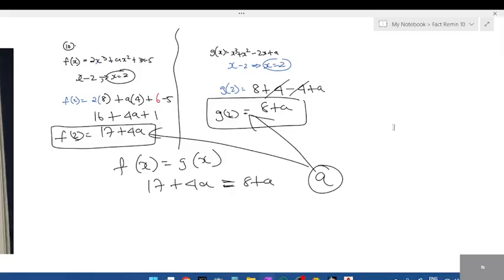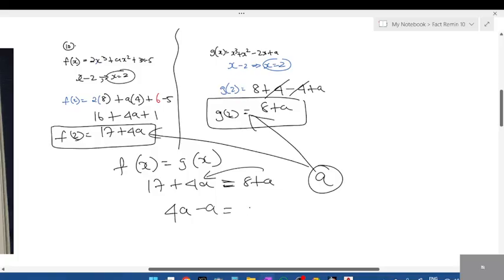What's the value, Naomi? What is a? How did you solve? Both that side. Which side? Left hand side. Tell me properly. 4a minus a. Next.